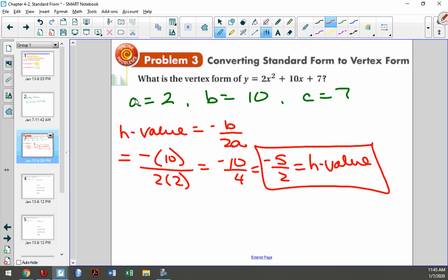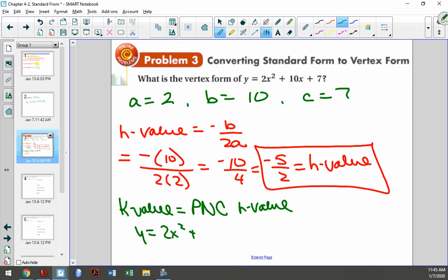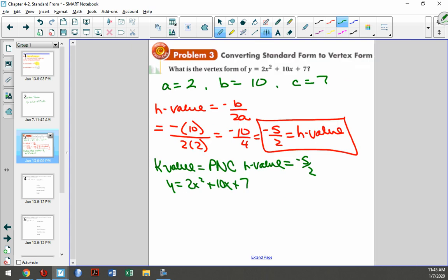Excellent. Next thing is we have to find our k value. Our k value is found by simply taking my original problem and plugging and chugging my h value in. So I'm going to have y is equal to 2x squared plus 10x plus 7. And I'm going to simply plug in negative 5 over 2 for x. So what this is going to give me is 2 parentheses, negative 5 over 2 squared, plus 10 parentheses, negative 5 over 2, plus 7.